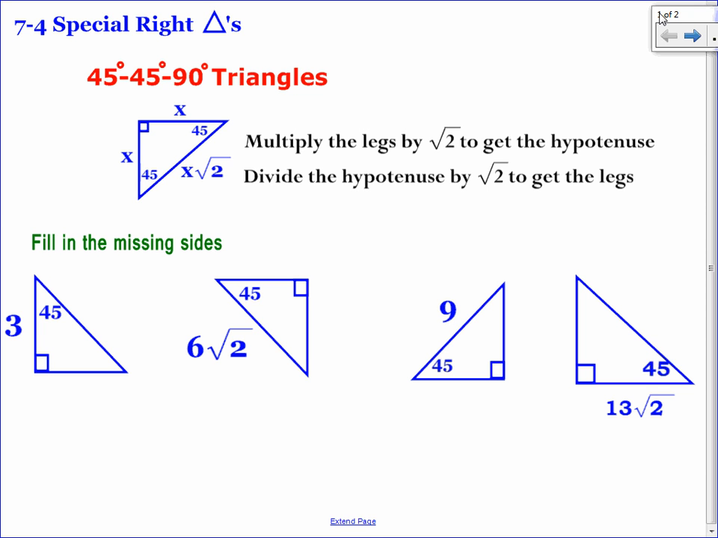So we have a 45, 45, 90. If this is 3, which other one is 3? The one on the bottom. So we got a 3 there. What would we write on the hypotenuse? 3 square root 2. That is all. On the next one I gave you the hypotenuse of 6 square root 2, so how long is each of the legs? 6. Yep.